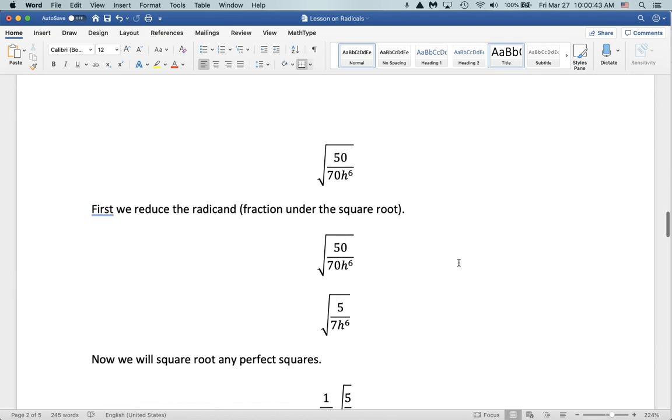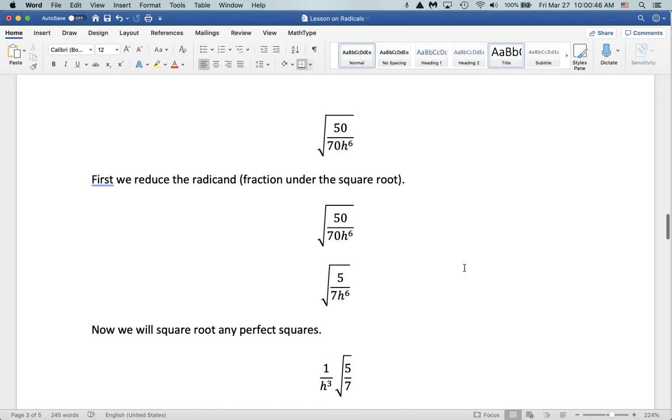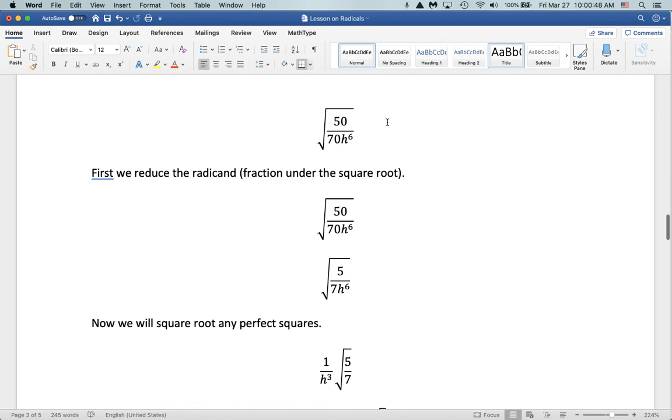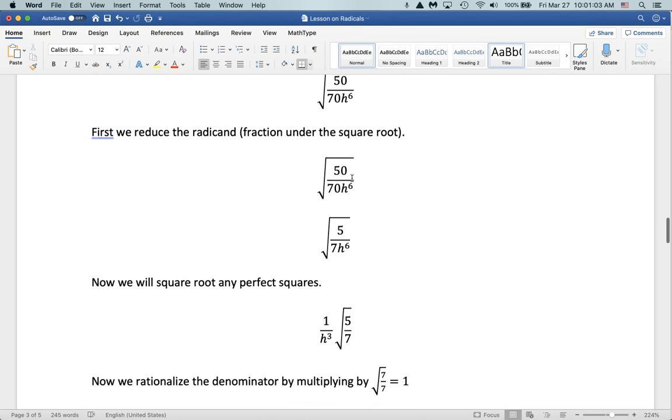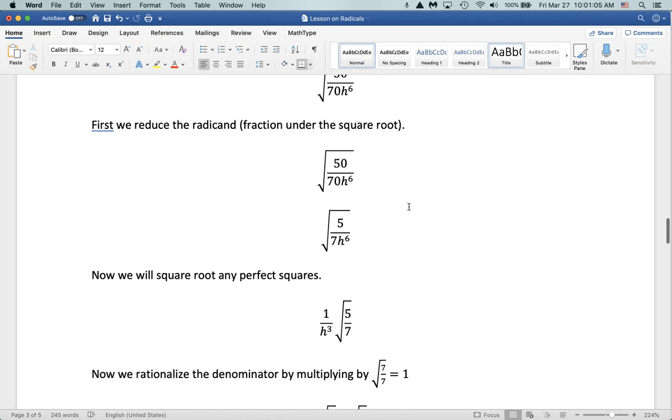Now comes the hardest concept, what we mean by rationalizing the denominator. So sometimes we have square roots of fractions. What we can do first is we're going to see if the fraction underneath the radical, or that radicand, can reduce in and of itself, which it can. 50 over 70 reduces to 5/7. Nothing happens with the h to the sixth for a moment.